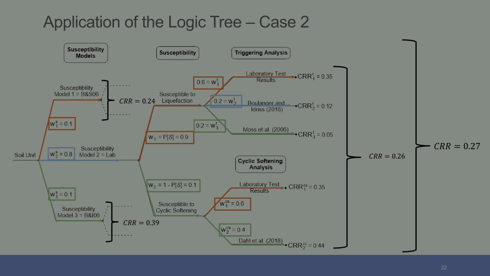In general, the cyclic resistance ratio is found to be 0.27 when the logic tree is applied, and it is worth noticing that it is very close to 0.26 when we do not have the laboratory test results. But that is just a weighted average. We always trust the laboratory test results more, so we trust case 2 more than case 1 in this case.